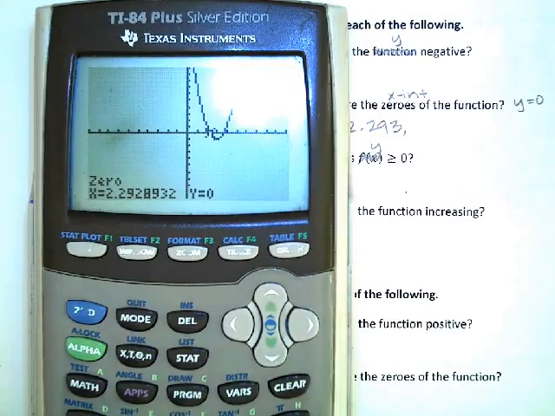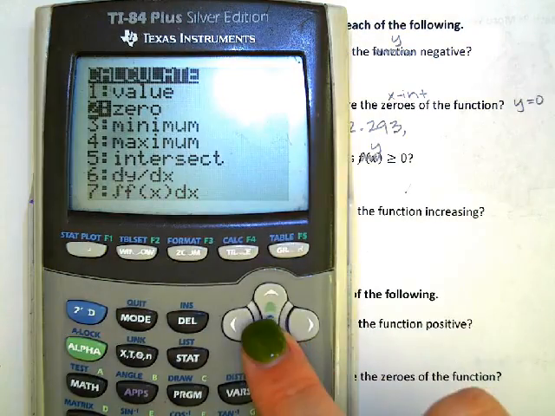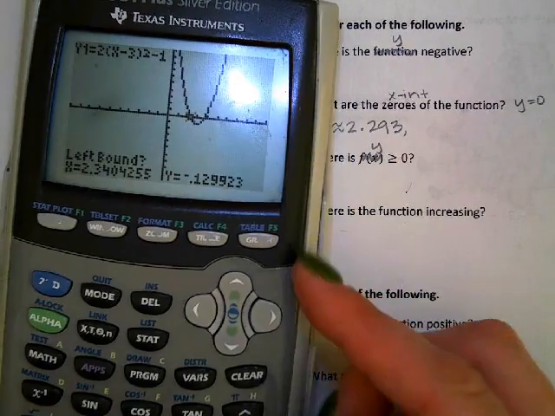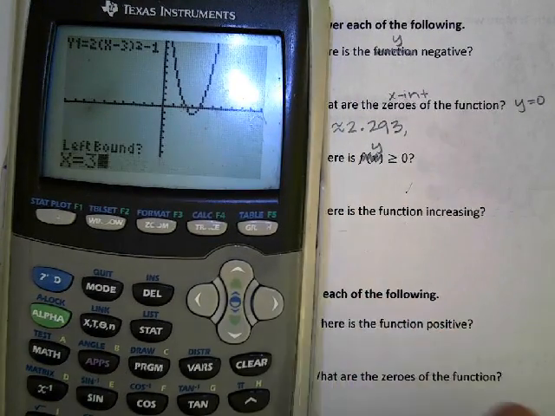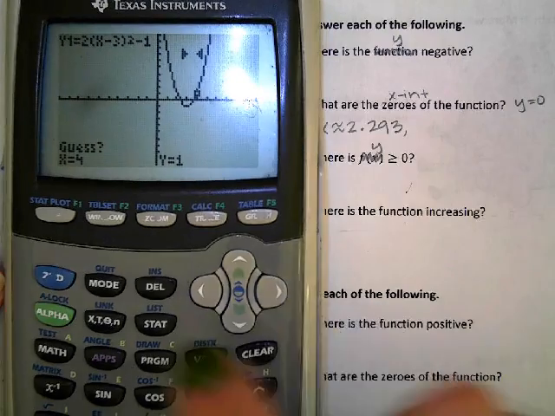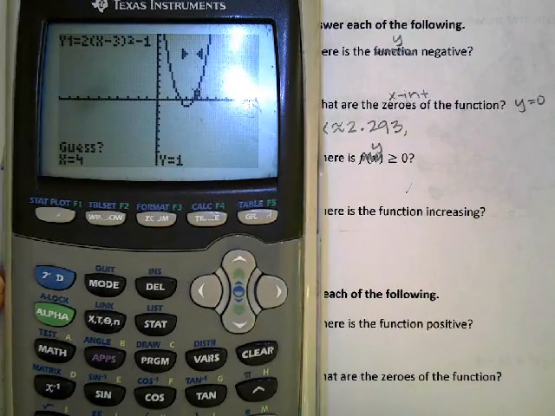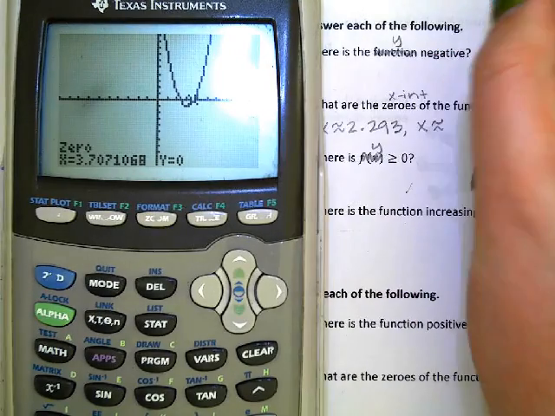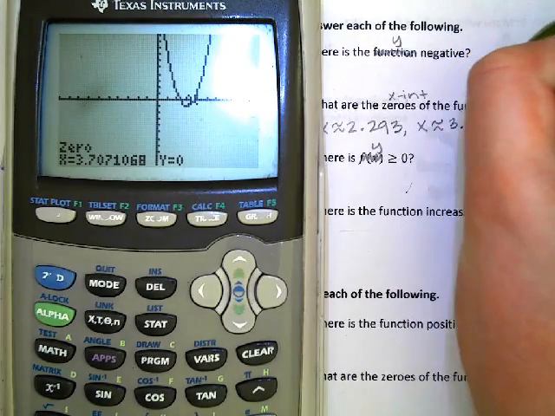Okay, and then for the second one, the answer is between 3 and 4. So for my left bound, I'm going to type 3, enter. For my right bound, I'm going to type 4, enter. The guess is always silly, so I'm going to type enter one more time. 3.707.